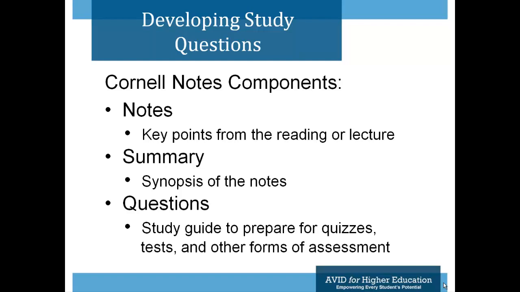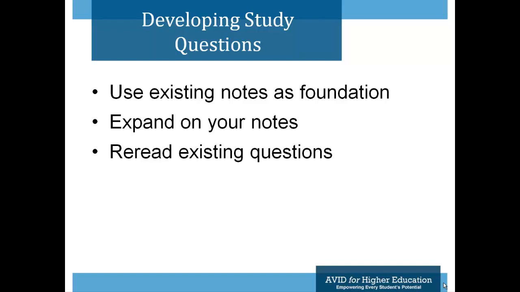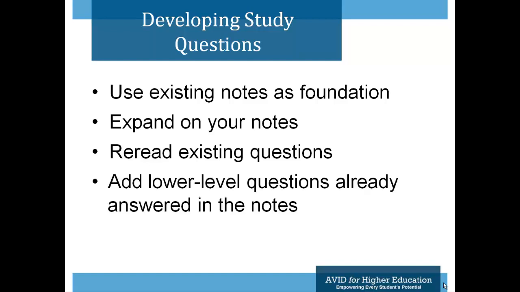The questions you have already written in the left-hand column of your Cornell Notes can serve you well as a foundation for writing study questions, and you can then expand on them to transform your notes into a thorough study guide. To begin this process, you should first reread the questions you have already created, adding additional lower-level questions that might already be answered in your notes. At times, lower-level questions are necessary to provide context for more advanced materials to come, but they should not be the only level of questions in your notes.